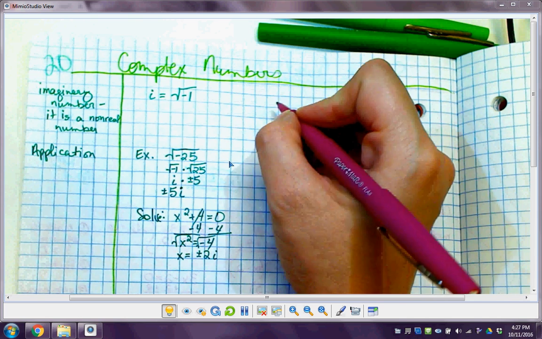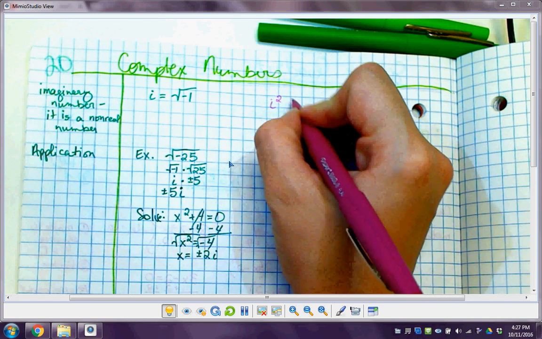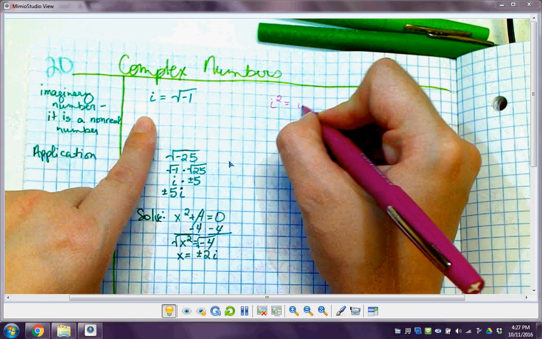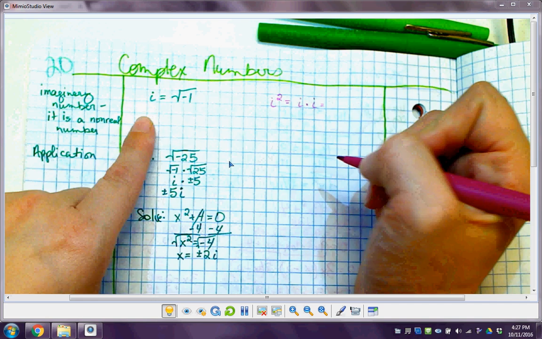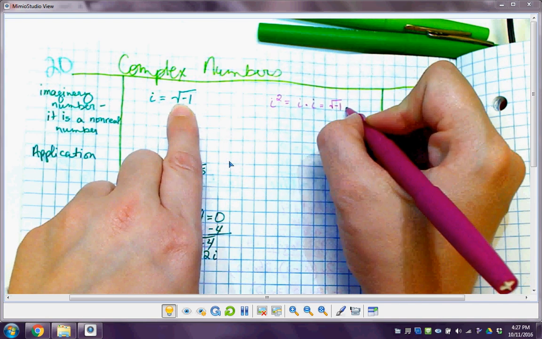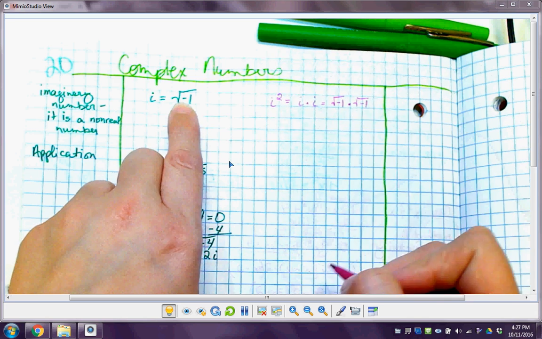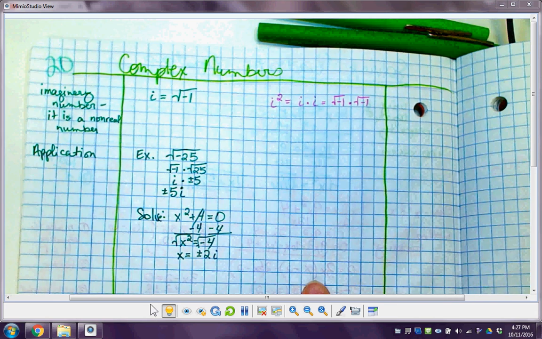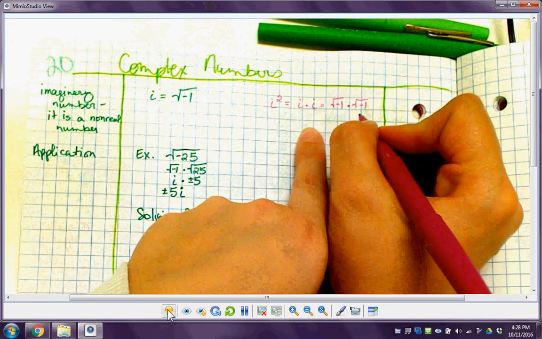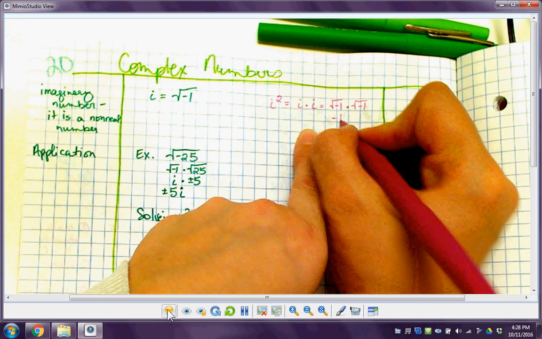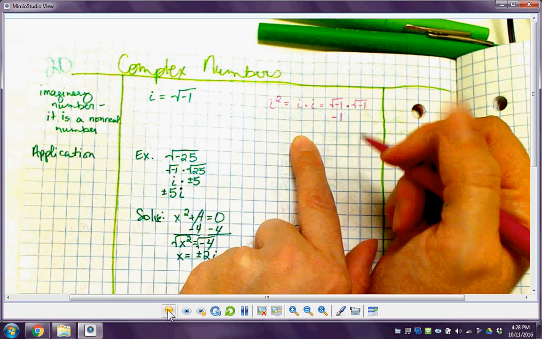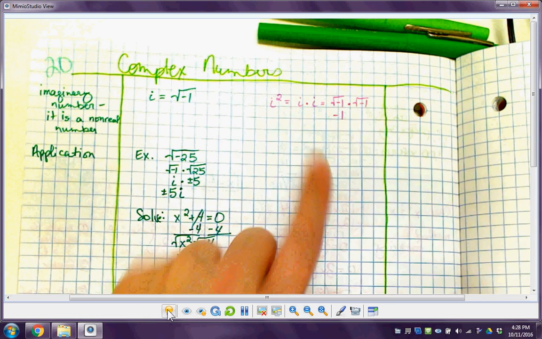Okay, so if I have i squared, well, let's think about this. To square a number means to multiply it times itself. And we just said that i is the square root of -1. So what is the square root of -1 times the square root of -1? Well, that is going to be -1. This is essentially squaring a square root. And anytime I square a square root, it's going to cancel, and I'm going to be left with what's on the inside.